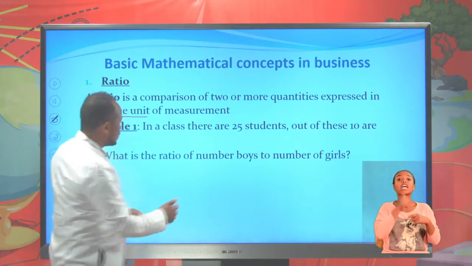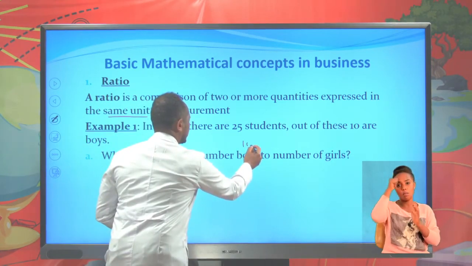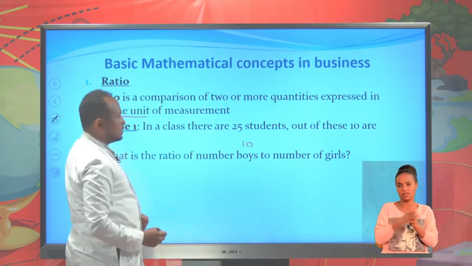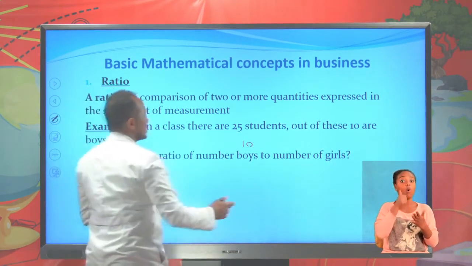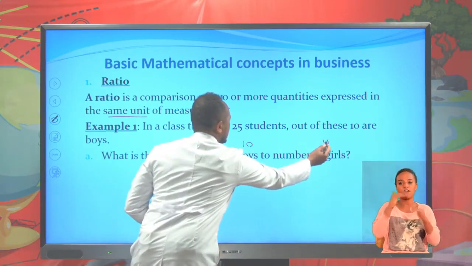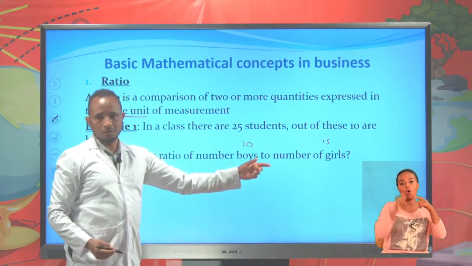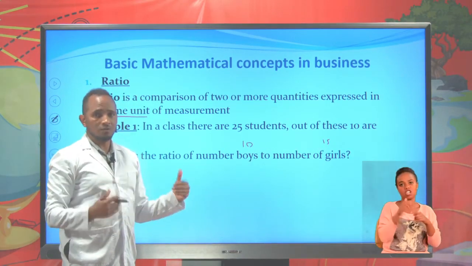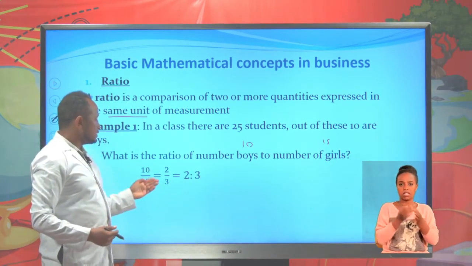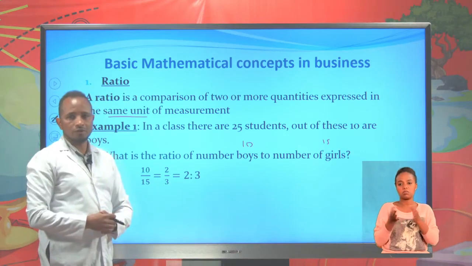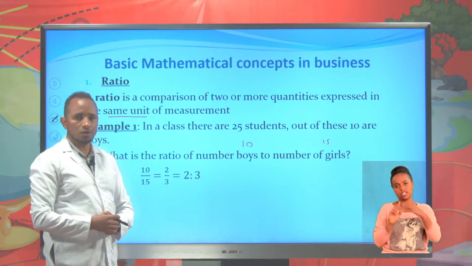This one is simple. The number of boys is 10. And the number of girls, since the total number of students is 25, is 25 minus 10, which is 15. Therefore, the ratio of boys to girls is 10 ratio 15. When we write a ratio, we have to simplify. So 10 over 15, when you simplify this, you will have 2 over 3 or 2 ratio 3. So the ratio of the number of boys to the number of girls is 2 ratio 3.